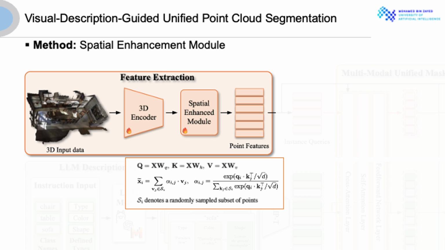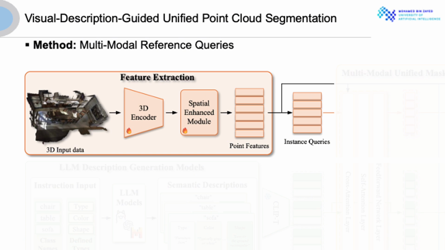Each point feature is projected into query, key, and value vectors. Instead of computing attention over all points globally, we randomly sample a subset and calculate attention only within it. This design not only preserves the overall spatial structure, but also significantly reduces computation. Finally, the enhanced spatial features are obtained through weighted aggregation. Then, following the idea of OneFormer3D, we sample instance queries from the superpoints.